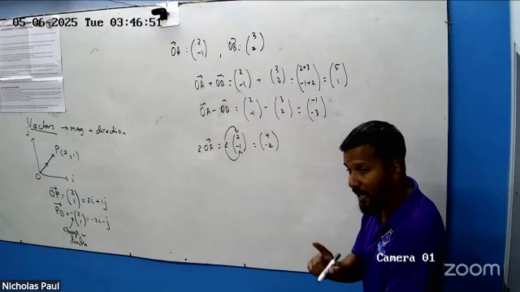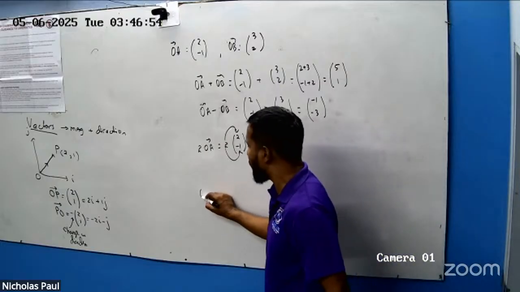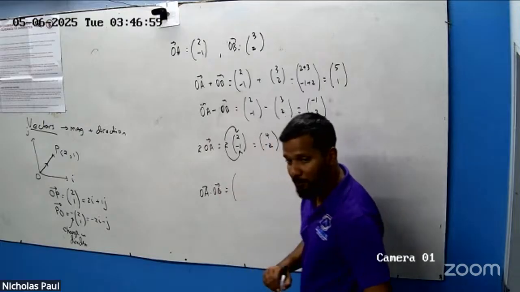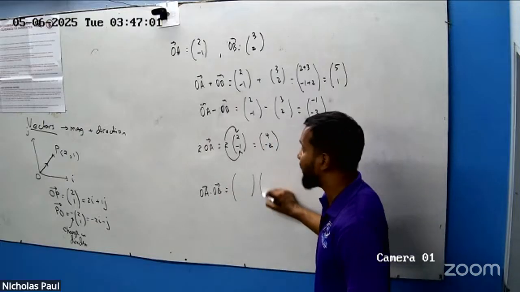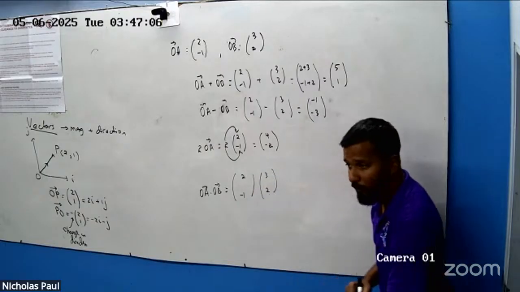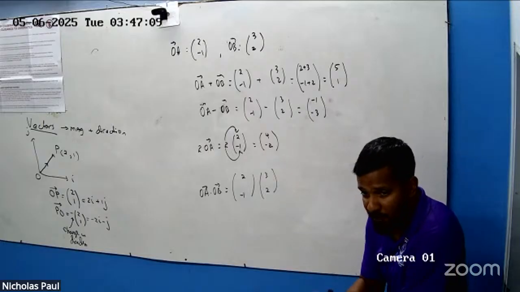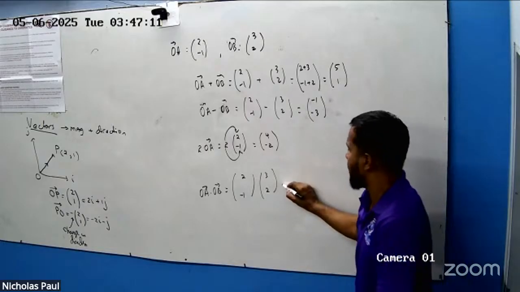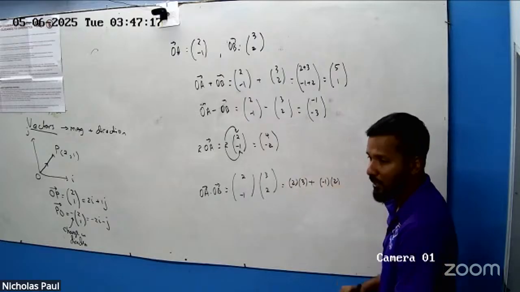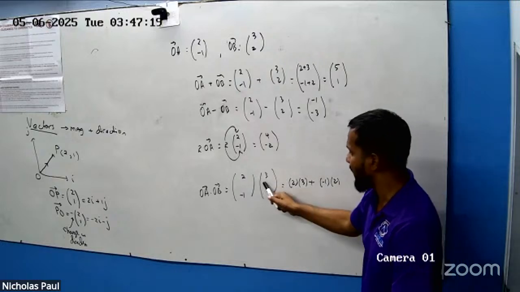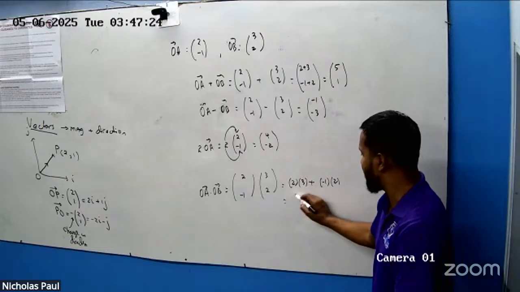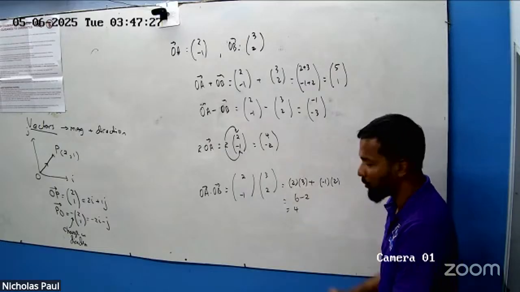And the last thing we did last week is this. How do I multiply OA by OB? You write the vectors next to each other. Multiply the x, multiply the y, and add the values. That's it. So your answer is 6 minus 2, which is 4.